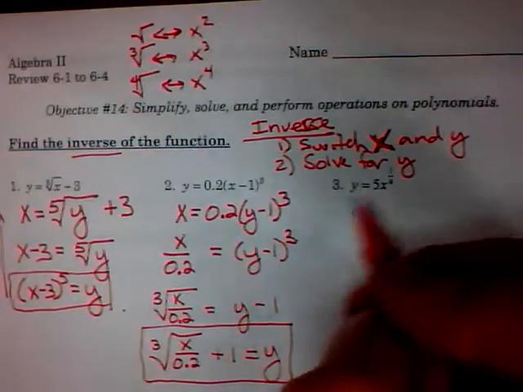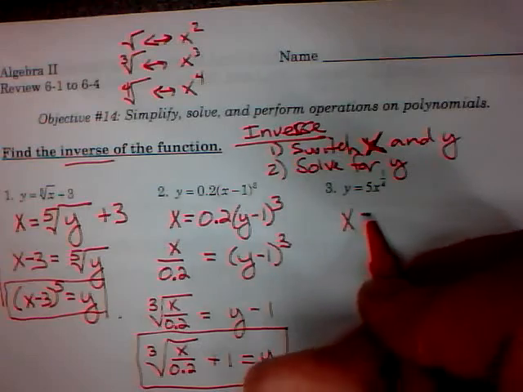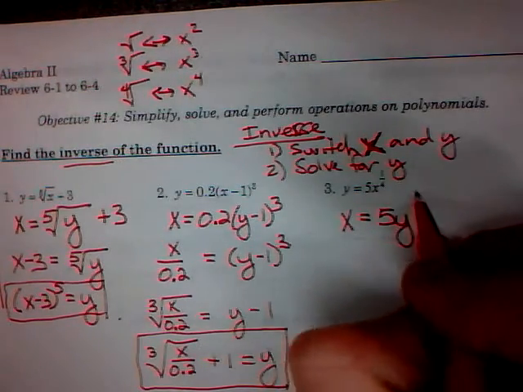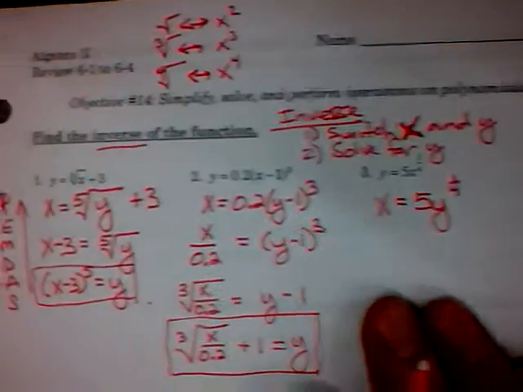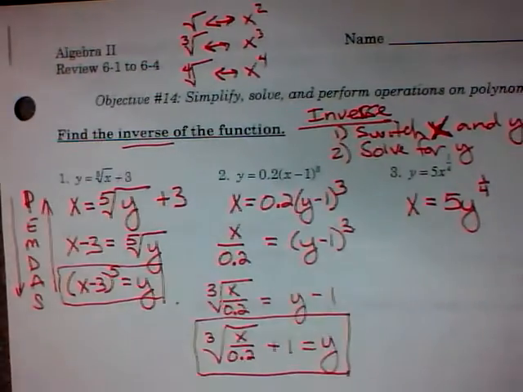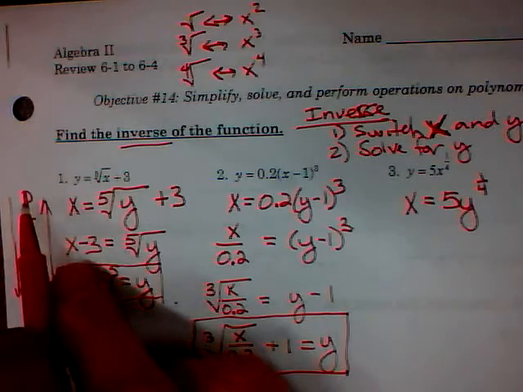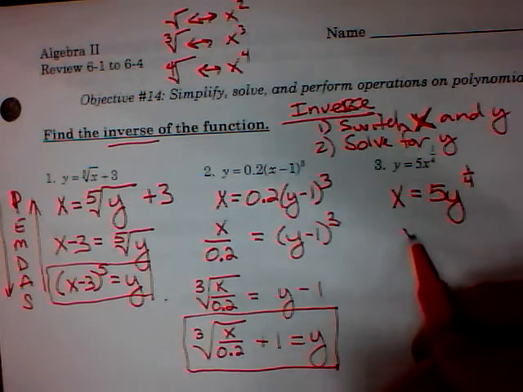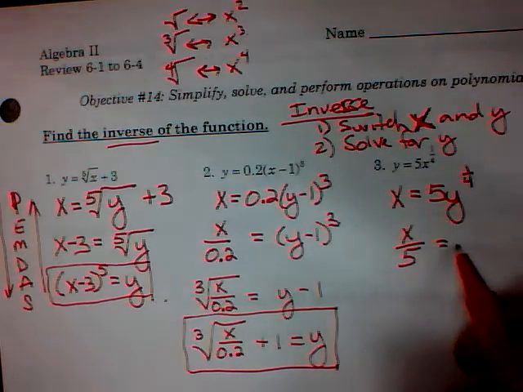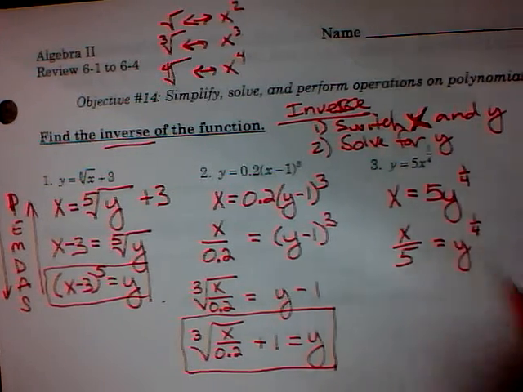On the last one in this section, we've got y equals 5 times x to the 1/4. Here we switch our x and our y. Again, we're doing nothing else in this particular problem yet. Then we need to work through the order of operations backwards. So we need to get rid of the multiplication before the power. We undo multiplication by dividing. So this is x over 5 equals y to the 1/4.